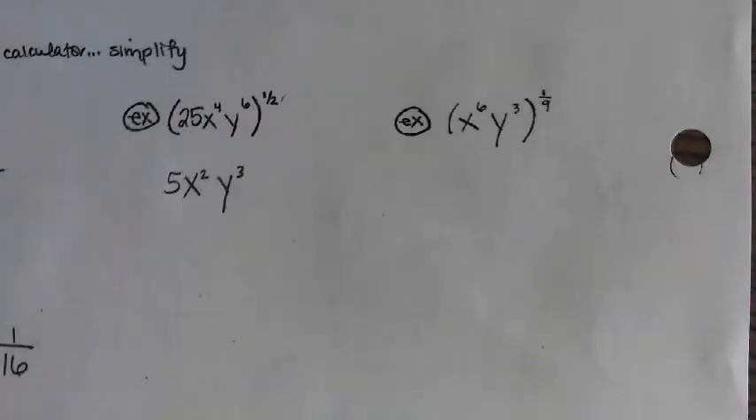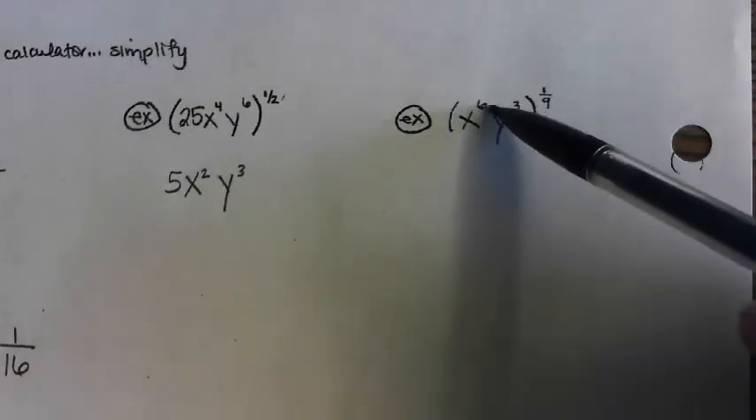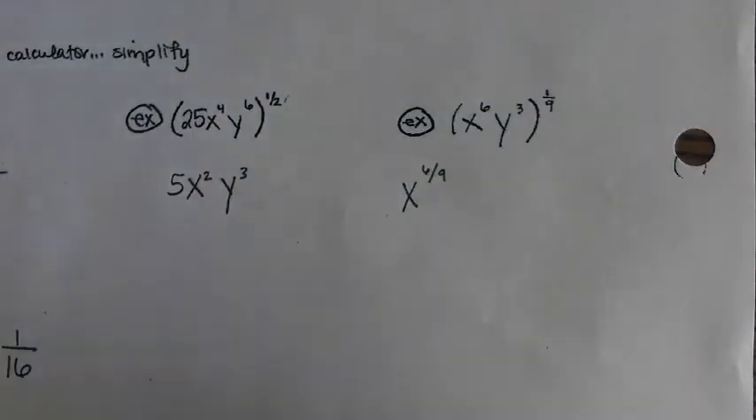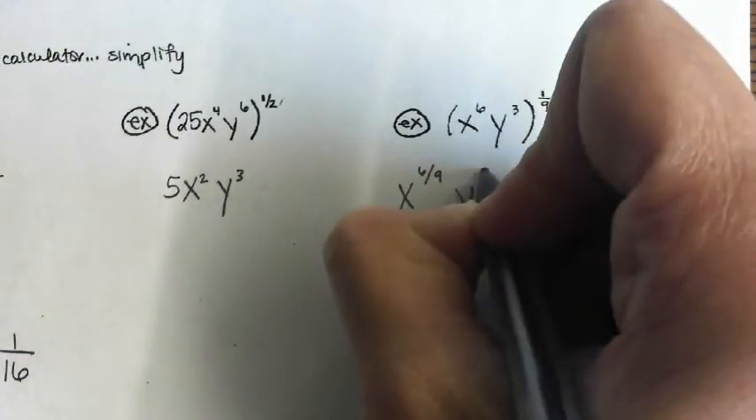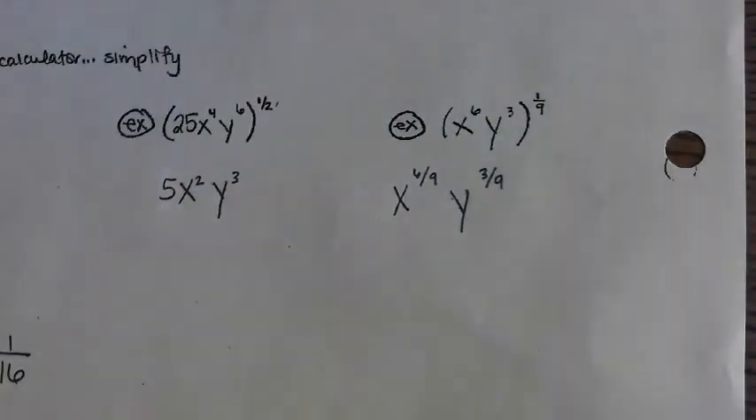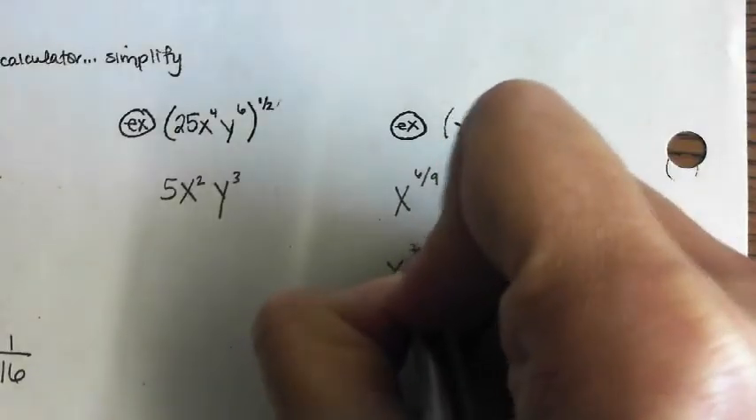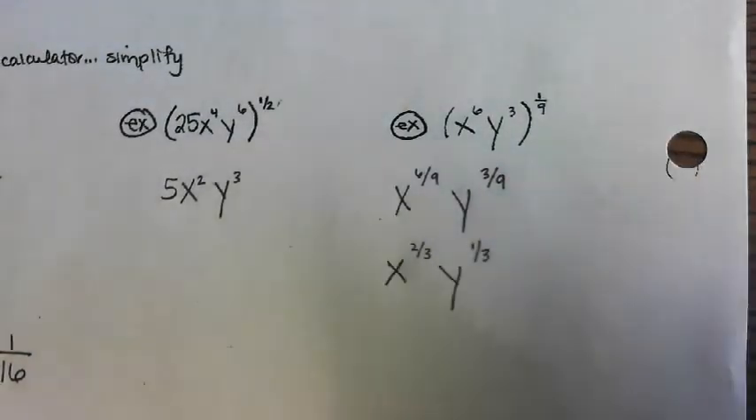Last but not least, to the 1/9. So x to the 6th to the 1/9 power to power is x to the 6/9. We'll reduce that in a minute. Y to the 3rd to the 1/9 is y to the 3/9. And we reduce: x to the 2/3, y to the 1/3.